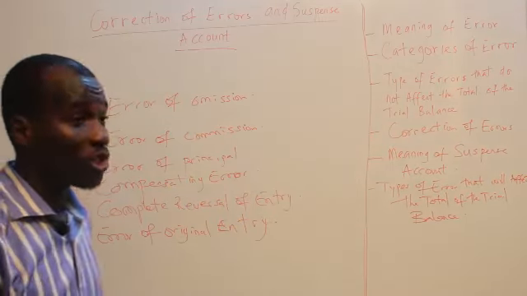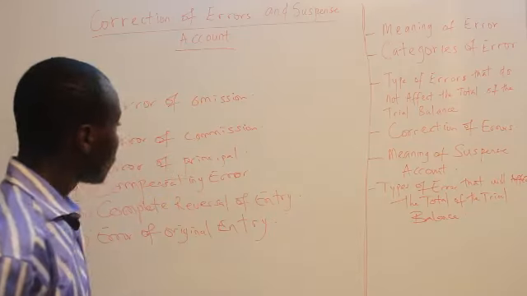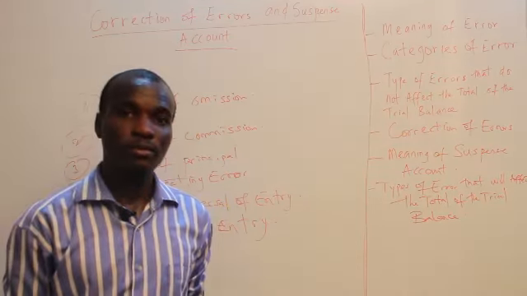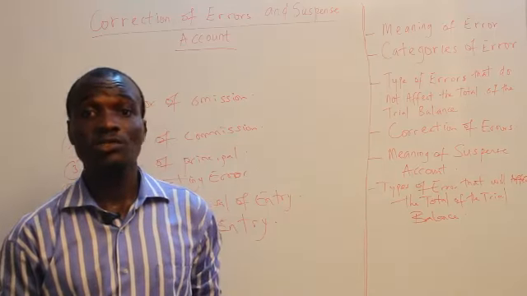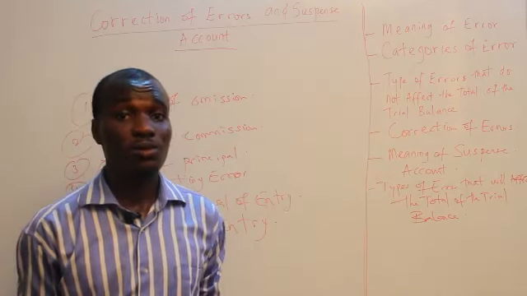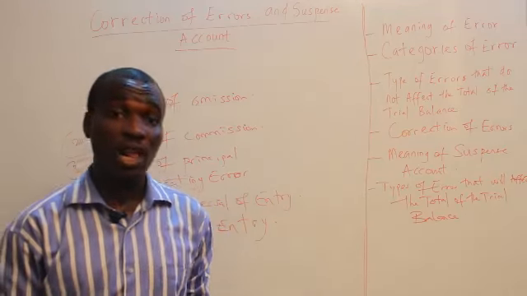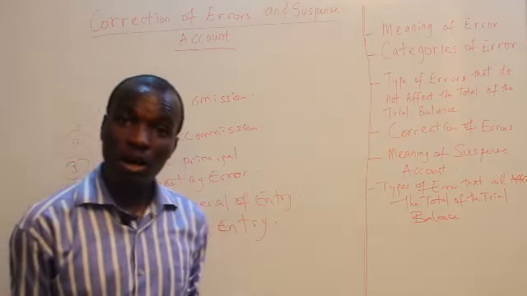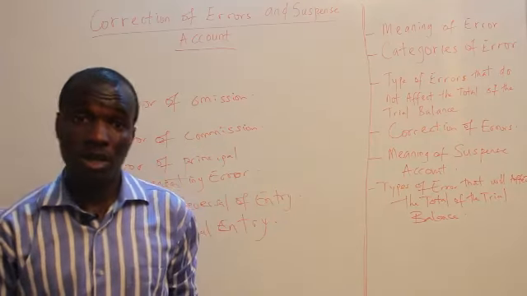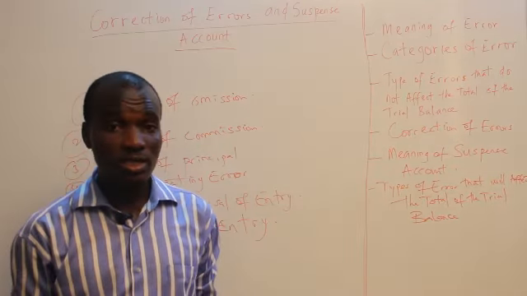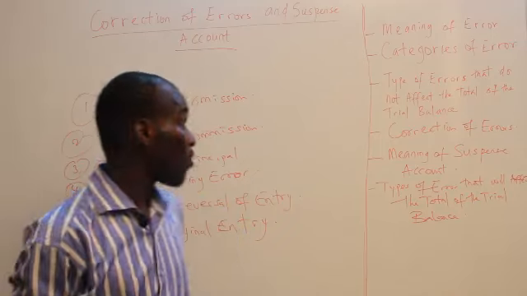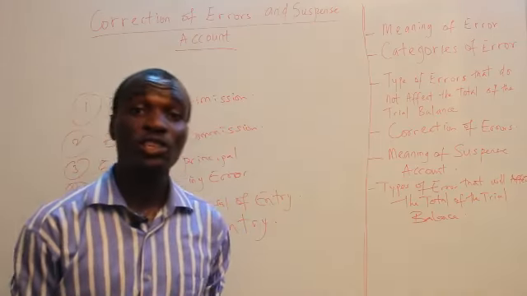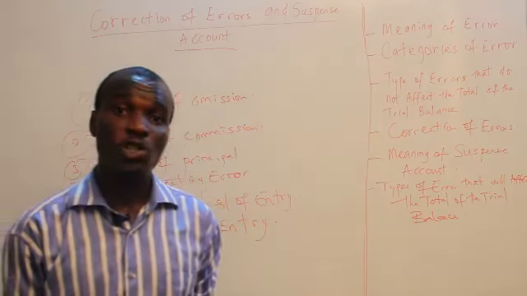So the error of commission. This type of error occurs when an item of transaction is recorded in the wrong person's account. This type of error deals with the personal account. Maybe goods sold to Adiola was recorded in the book of Adeboye because the names are similar. So when a particular item of transaction is recorded in the wrong person's account, that becomes an error of commission.